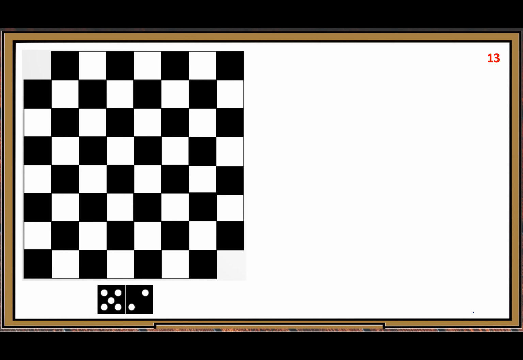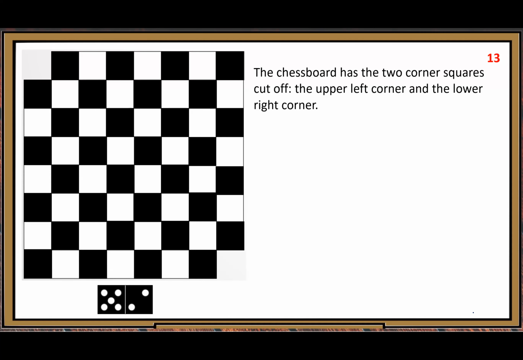Given a chessboard like this. This is a chessboard, but it is different from our normal chessboard. Which part is different? The chessboard has two corner squares cut off. Look at it, this corner square and also this corner square. These two are cut off, the upper left corner and the lower right corner. Okay? After that, we want to use dominoes.